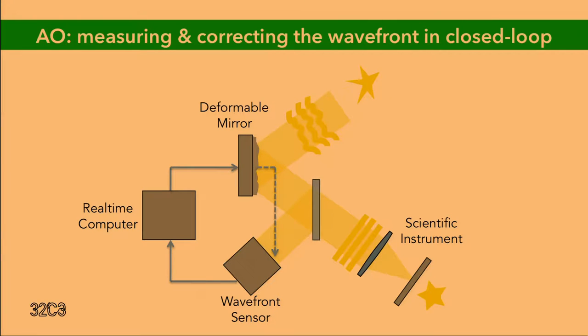Then we have a scientific instrument because actually we do want to see what is in there. And so this thing in the middle is a beam splitter. It takes some of the light, puts it to the wavefront sensor, not all, because most of it shall go into the scientific instrument. And there, as you see here, then the wavefront is straightened out again, and then I can focus it into my instrument.